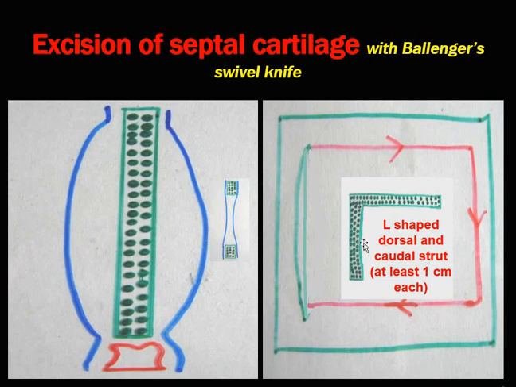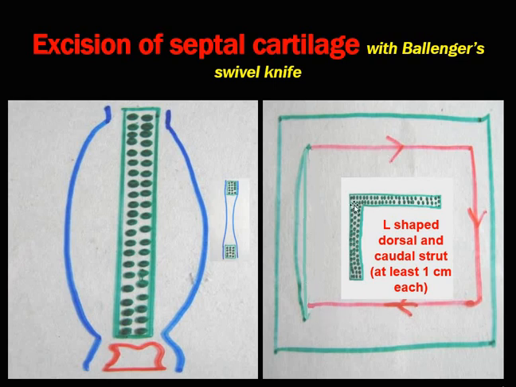Otherwise, most of the bone and the cartilage are removed. To avoid the settling of the septum or saddle deformity, and so there will be no columellar retraction also. If we don't leave this, there will be columellar retraction and saddle deformity. So to avoid that, we leave an L-shaped dorsal and caudal strut, or at least one each. And Ballenger's swivel knife removes the whole of the septum.